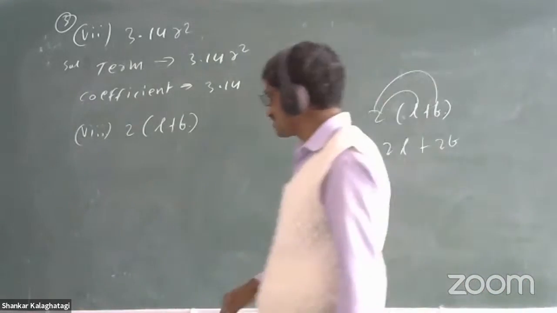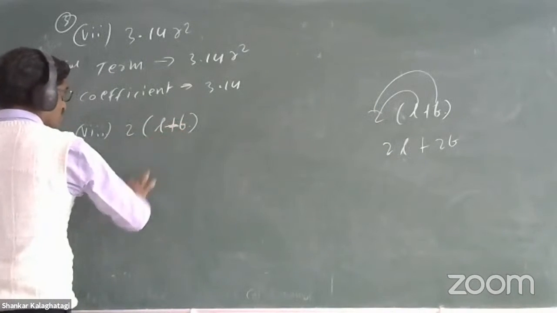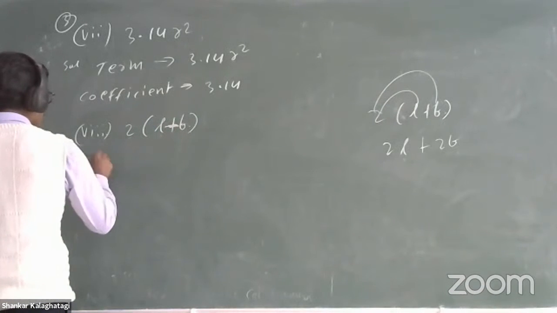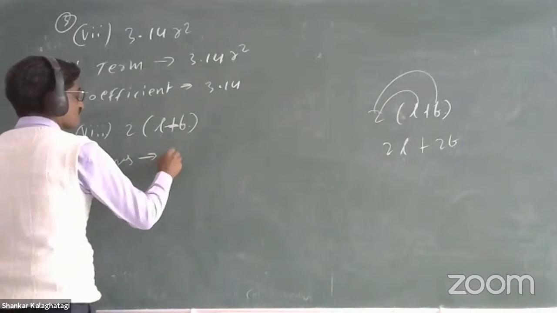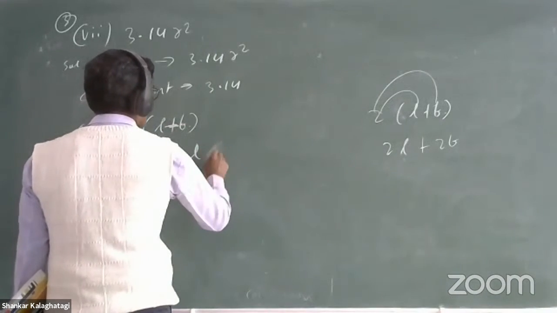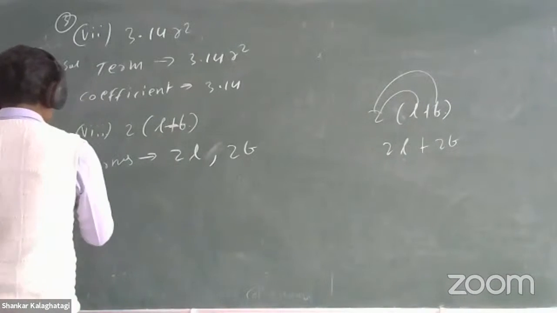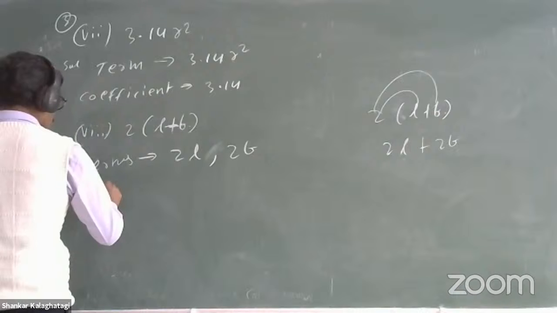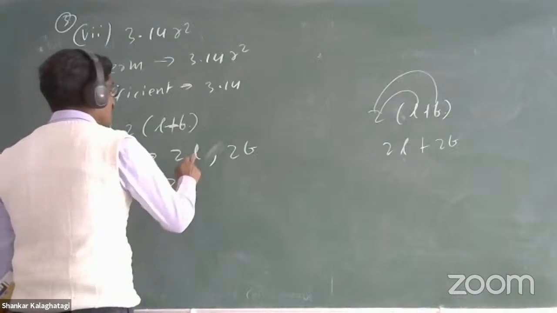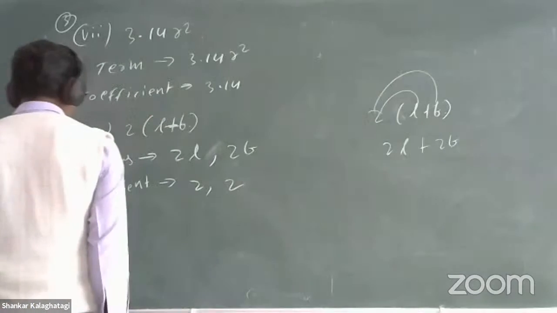In that way, we have two terms here, with a plus sign. Two terms are there, that is 2L and 2B. You have to take the terms like that. 2L, 2 into B, 2B. Two terms are there. Now coefficient: the coefficient of L is 2 and the coefficient of B is also 2.